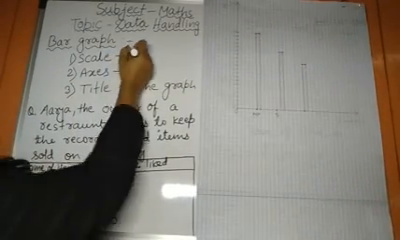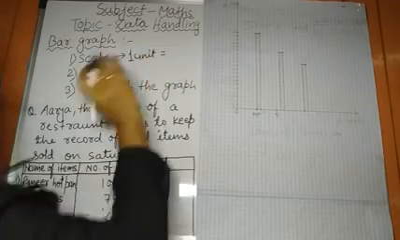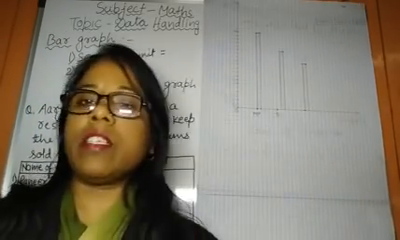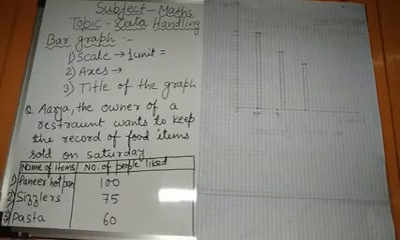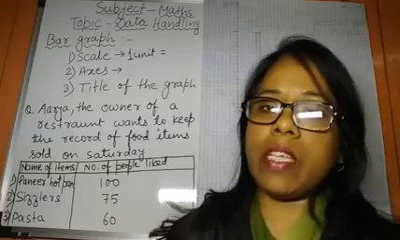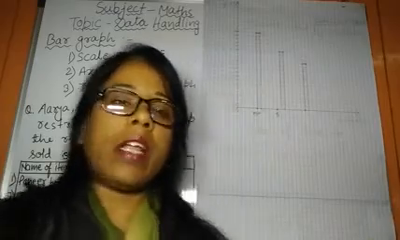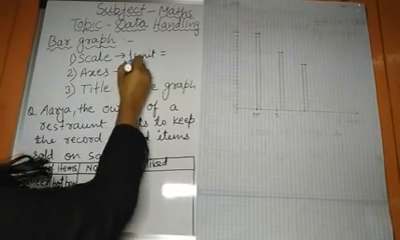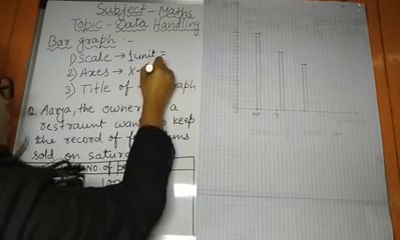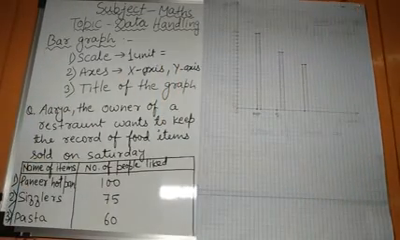Here, how can you write the scale? You can write 1 unit is equal to something, according to your convenience. We will see the data and then fix the unit. Second is the axis. For any graph, axis is important, especially for bar graph and line graph. Here we are discussing bar graph, so axes are important. There are 2 axes: first is the x axis and second is the y axis.